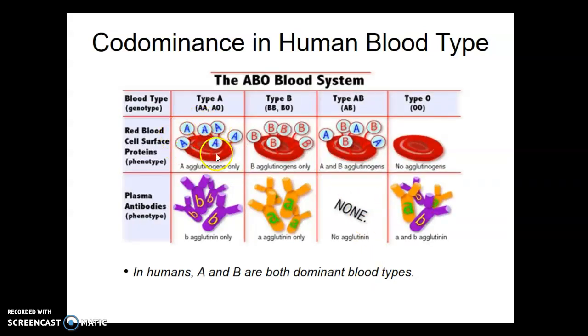So notice type A. To have type A blood means you have produced protein A. To have type B blood means you produce protein B. But if you inherit an A from one parent and a B from the other, you're going to have AB blood. A and B are both dominant, so they will both be expressed. Now there is an additional blood type, and that would be O, meaning you inherit neither A nor B, so you don't make either of those proteins on the surface of your red blood cells.